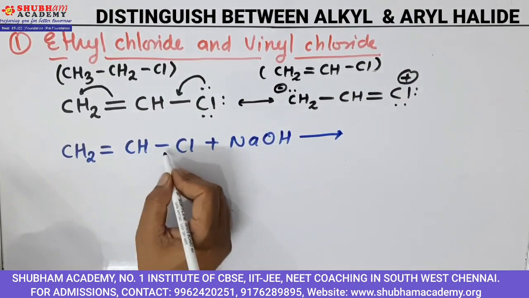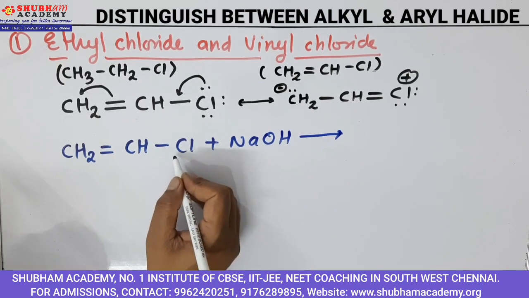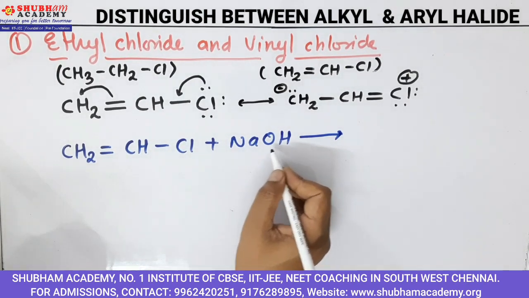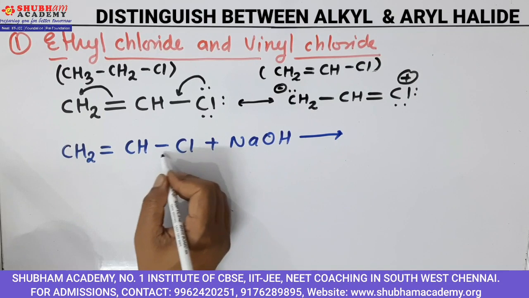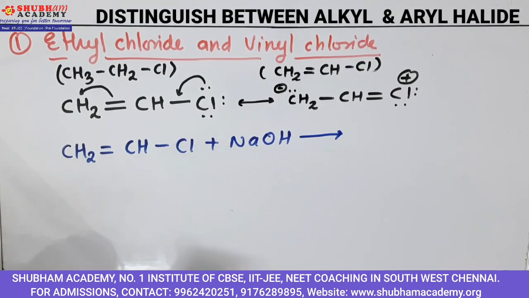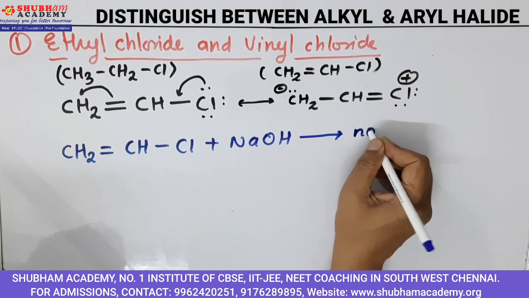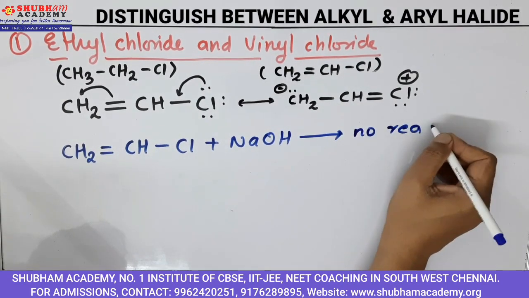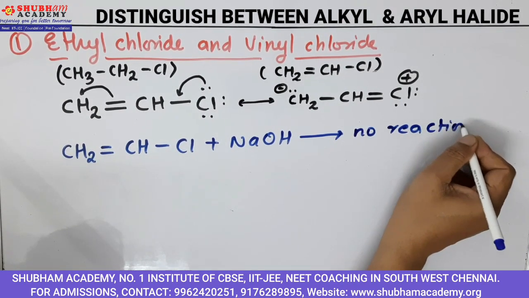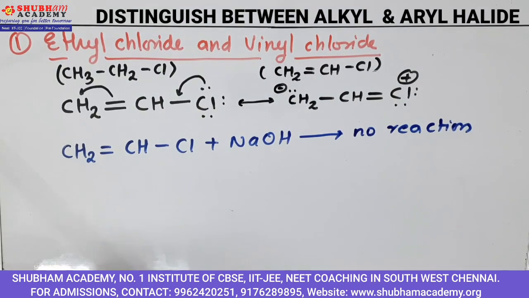Since here we are getting a partial double bond character, this OH minus is not able to replace this Cl minus, right. And what will I get? I will get no reaction, right. So let us summarize once again what we are doing.